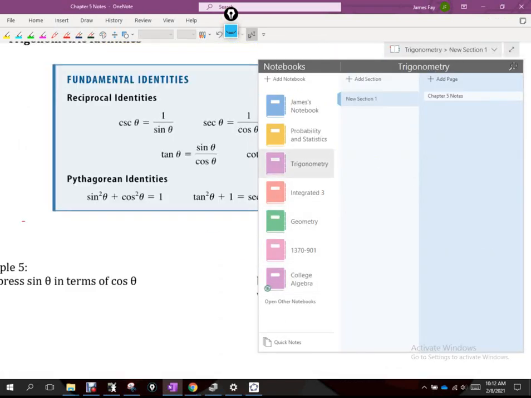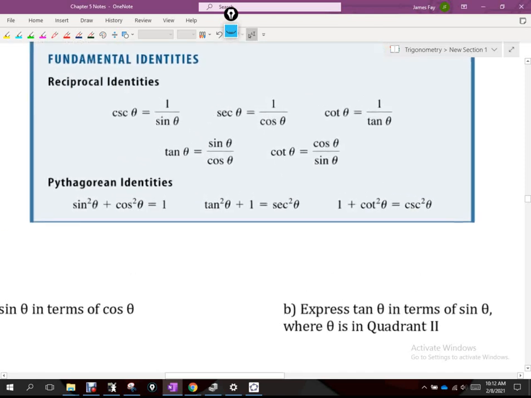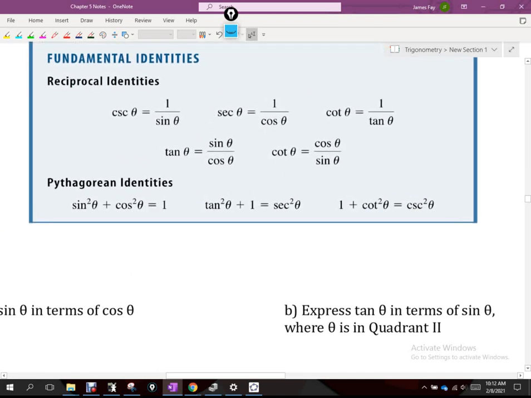Okay, identities are extremely useful and ever present in trigonometry. We've already talked about a couple. Those reciprocal identities up there. We've talked about how sine and cosecant are reciprocals. Written this way, and there's two different ways you can write these.